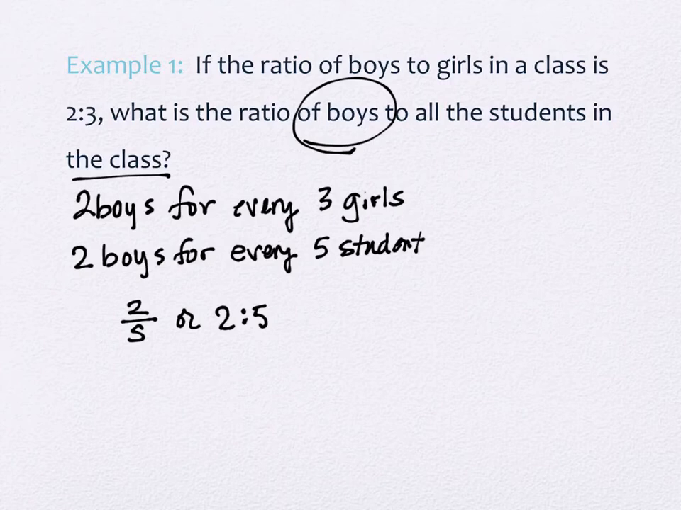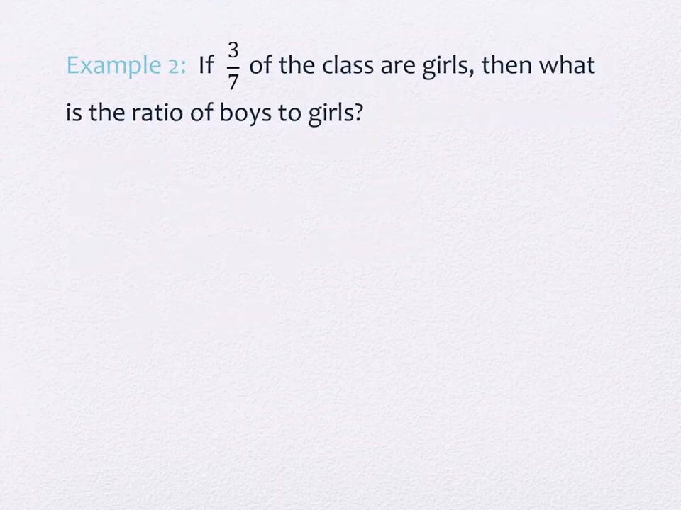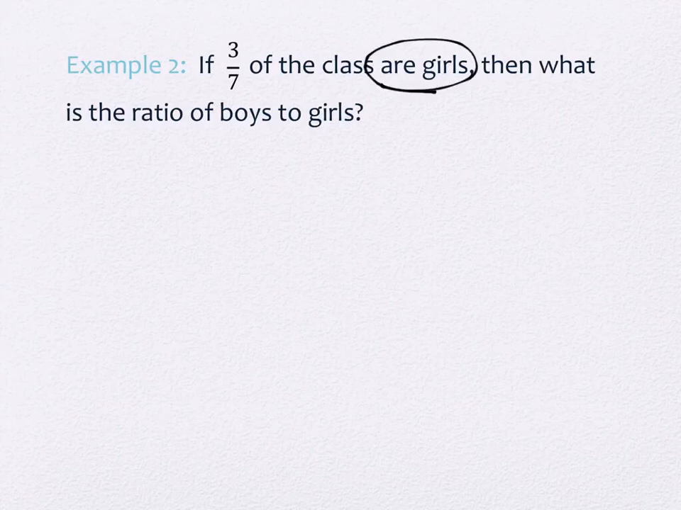Okay, we can also go the other direction, right? This one started out with a part to part, and we created a part to whole. We can also start out with a part to whole comparison and figure out the part to part. So if 3/7 of the class is girls, then what is the ratio of boys to girls? So do notice that they started talking about girls and then they changed it to boys to girls, not girls to boys on the wording. So again, pay attention to the wording of the questions.